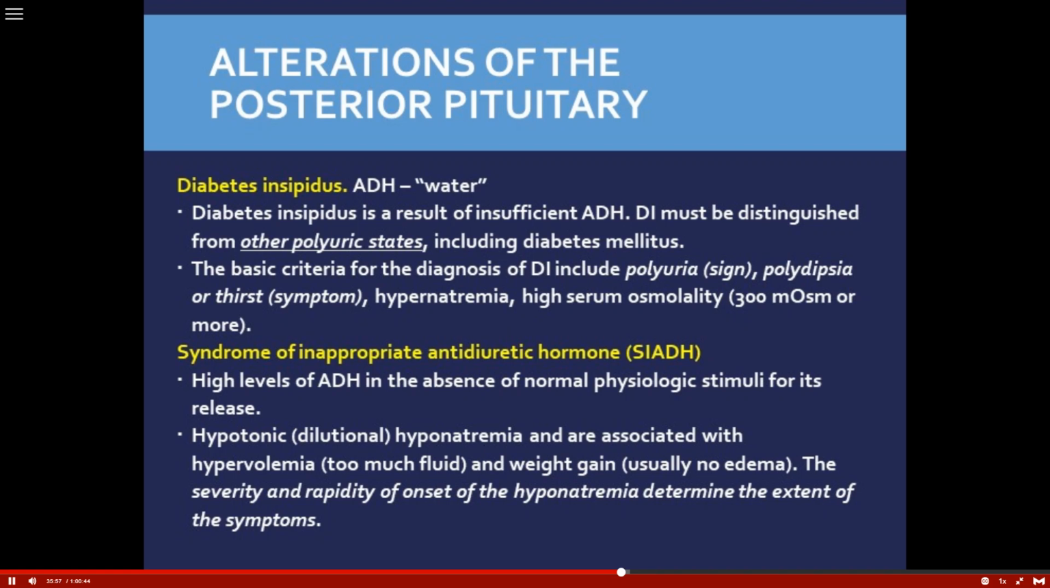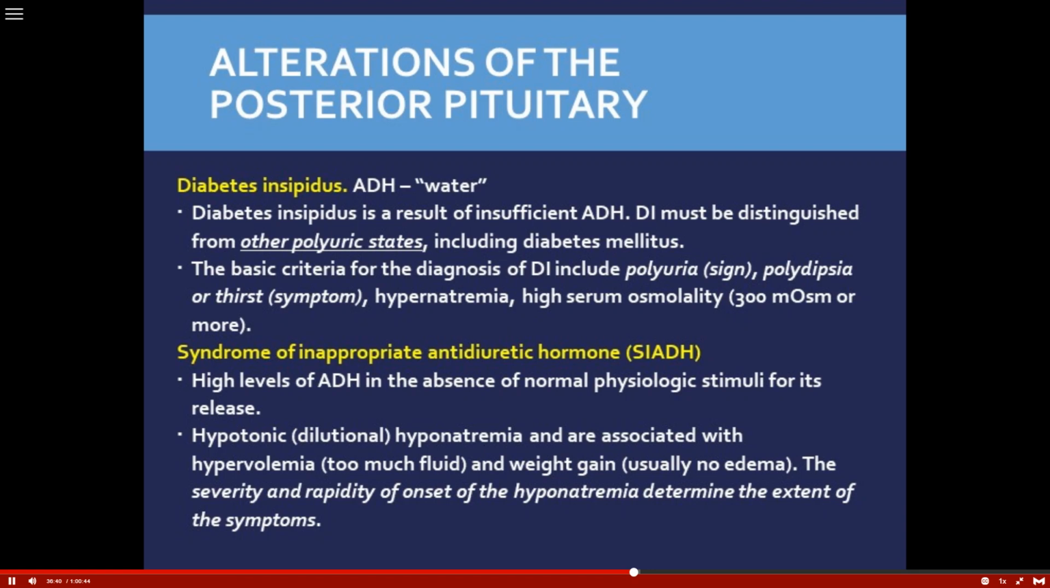And then, of course, syndrome of inappropriate antidiuretic hormone. This is a review, pulling it through once again, but it really is, once again, all about that posterior pituitary. In this case, high levels of ADH in the absence of normal physiologic stimuli for its release. And what I mean by that is, it's kind of bizarre, but some of the tumors, for example, when we talk about lung cancer, some of those tumors of the lung will produce ADH. Bizarre. But for whatever reason, there's too much ADH being produced. So what are you going to see? Once again, you're going to see that hyponatremia.